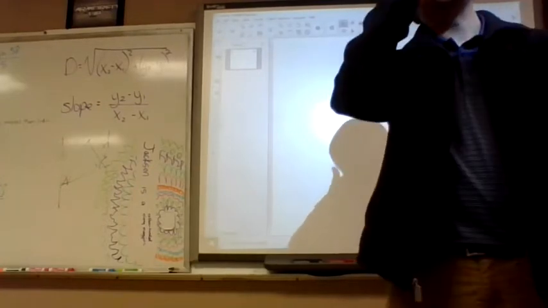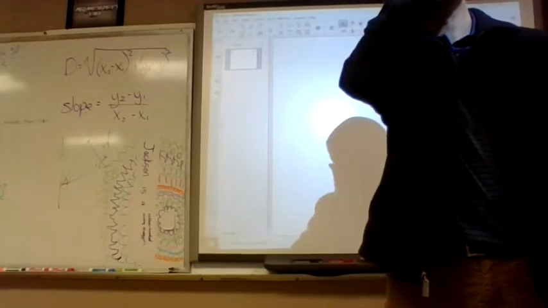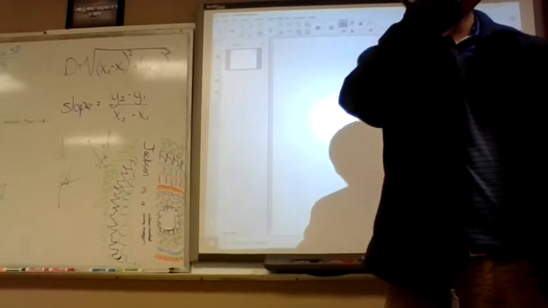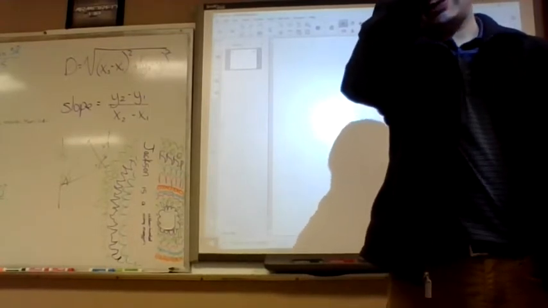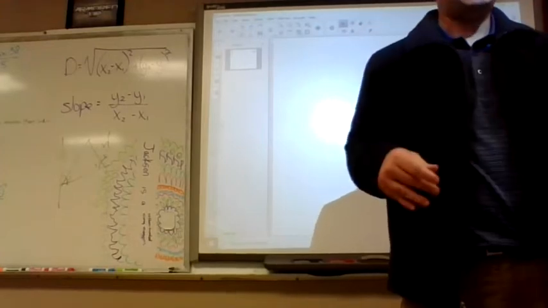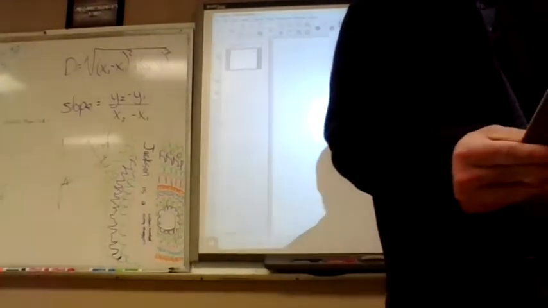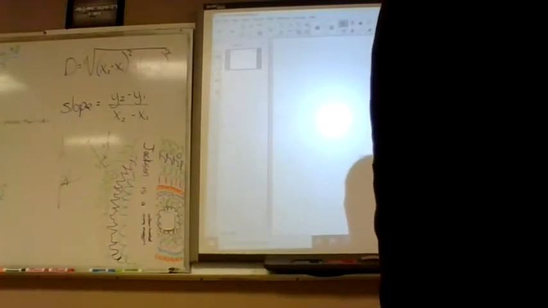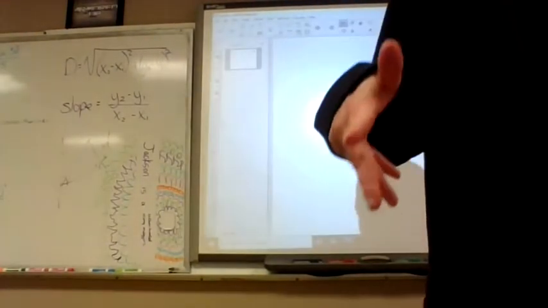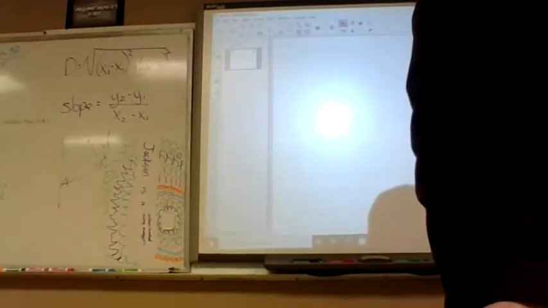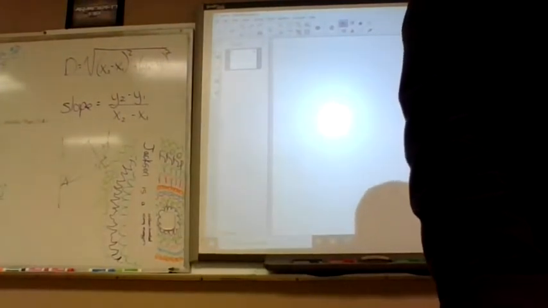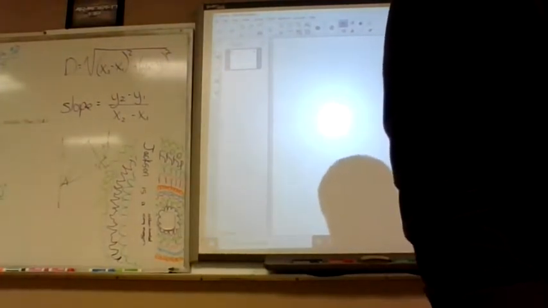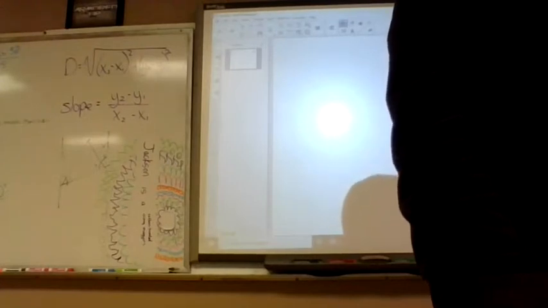What's a trapezoid? Just one pair of parallel sides. What is a kite? Two pairs of consecutive congruent sides. The opposite sides are not congruent. If the opposite sides were congruent, it would be a square, or a rhombus, I guess.